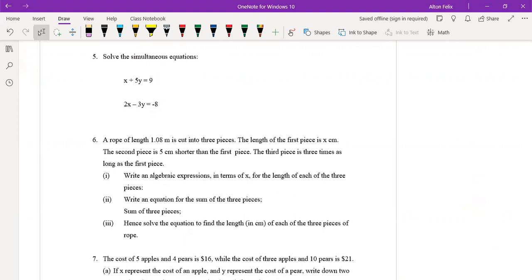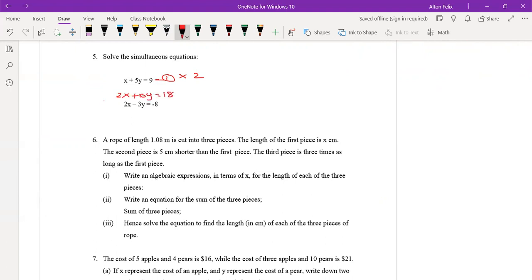X plus 5y. All right, so let's multiply this equation up here, which we'll call equation 1. Let's multiply this by 2. So this will give us 2x plus 10y equals 18.